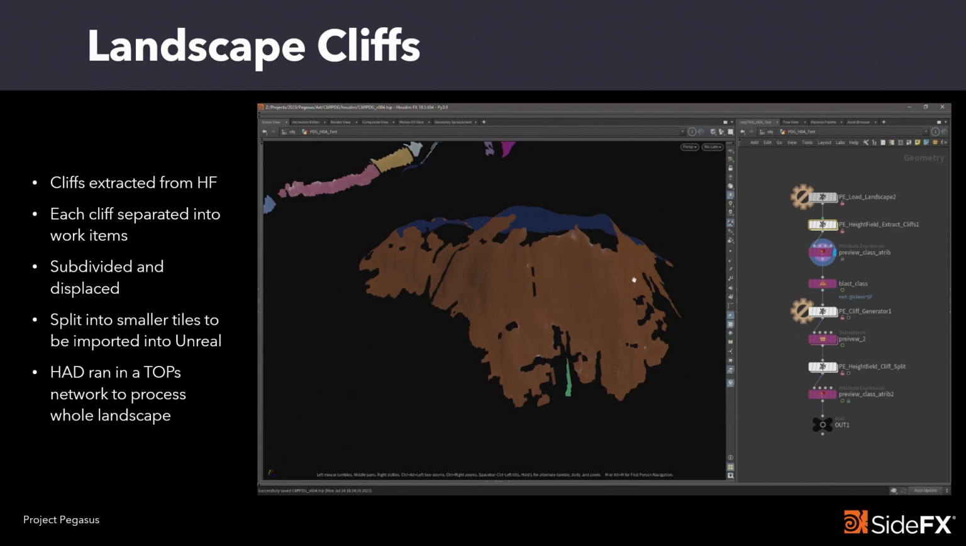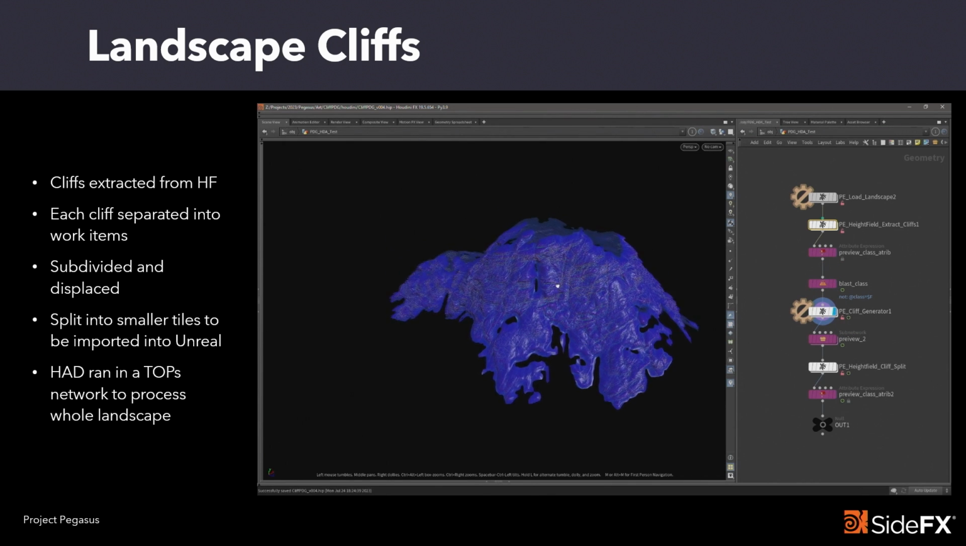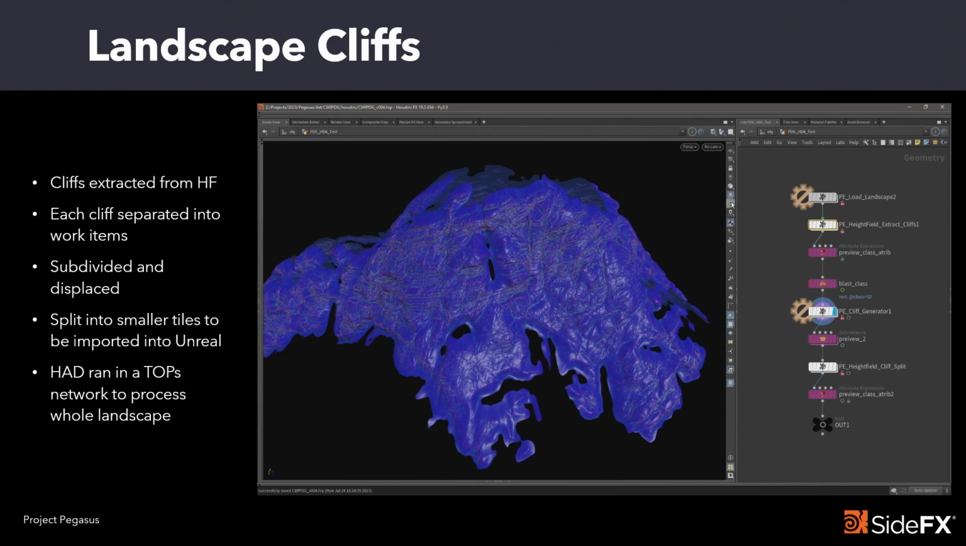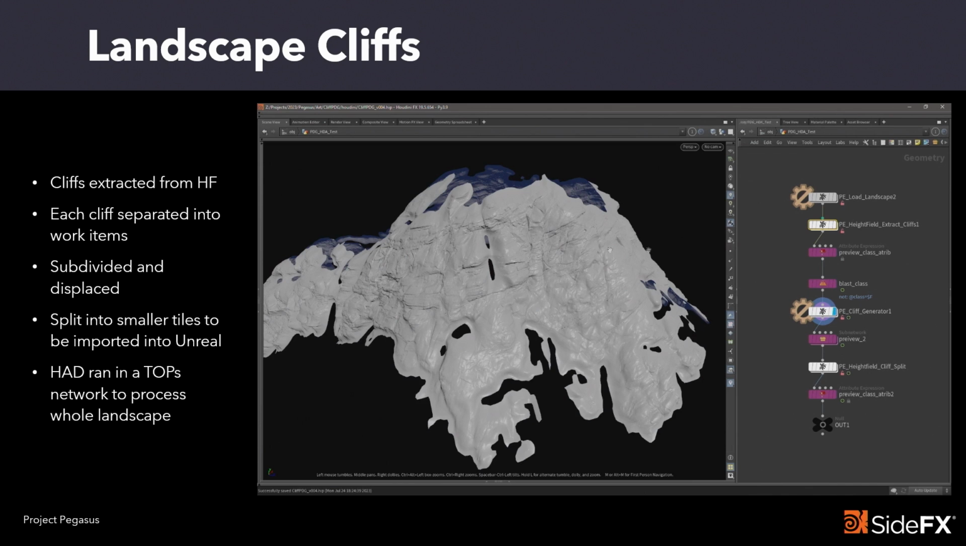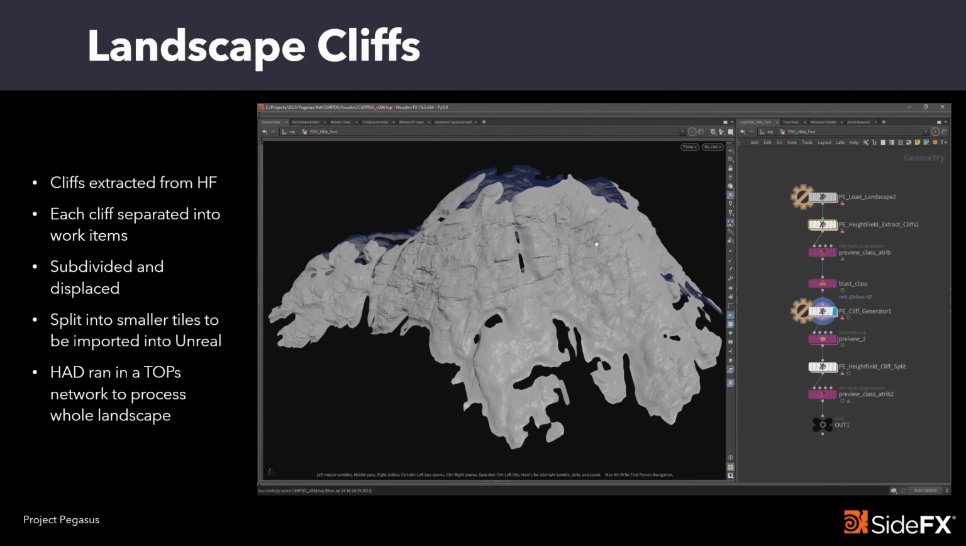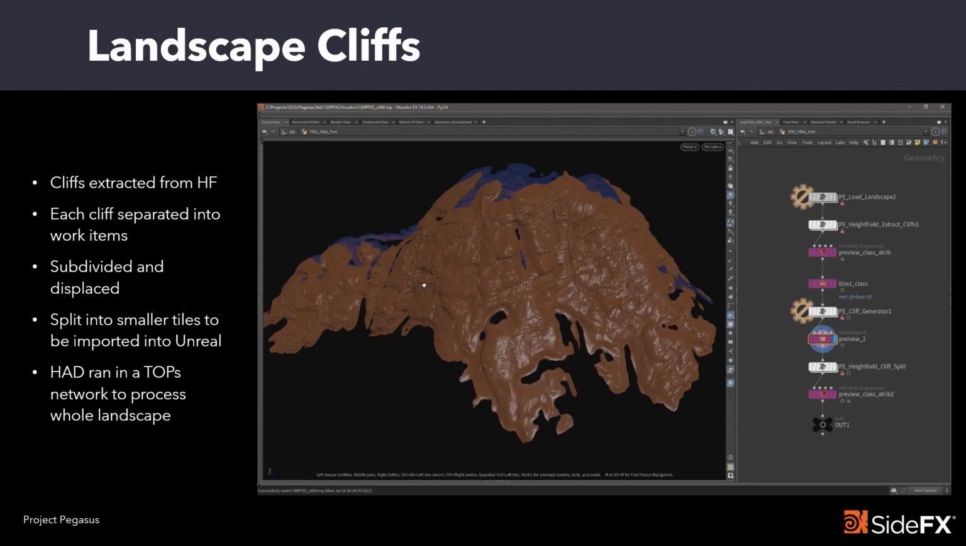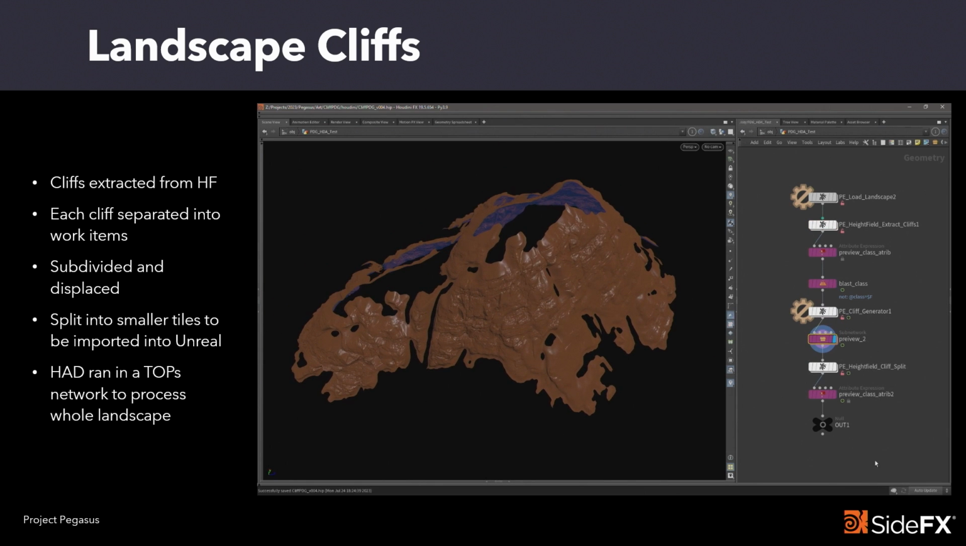And then I can take that ID for the cliffs and convert that into geometry. Each cliff is split up into separate pieces, subdivided and then displaced. I'm also baking in detail masks into the vertex color. So that's masks for curvature, ambient occlusion, and then I can use these in the Unreal material to add additional details. And then for the larger cliff segments, or rather the whole landscape, I actually split them up into smaller tiles for then importing into Unreal.